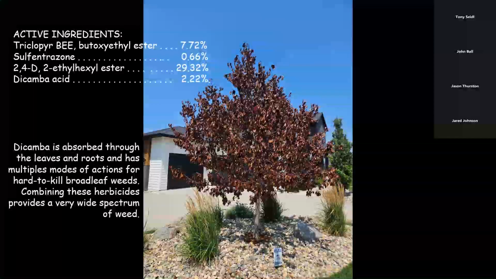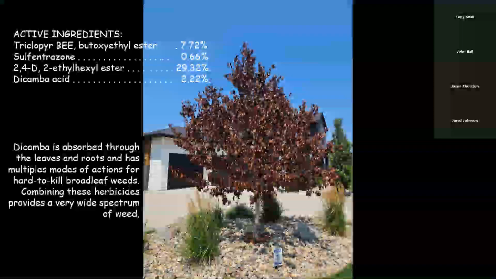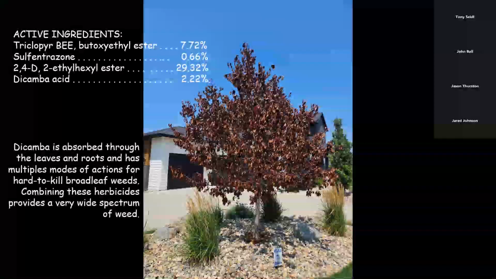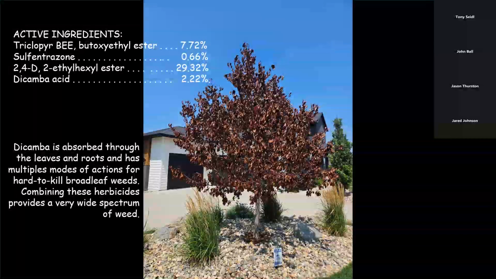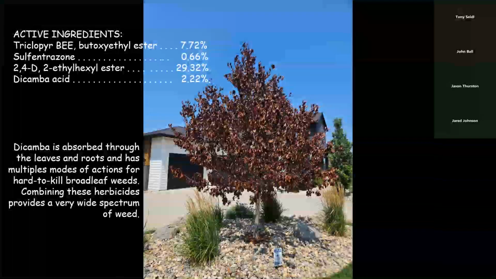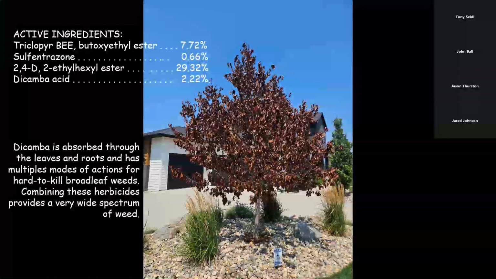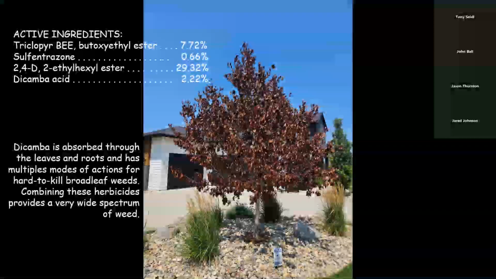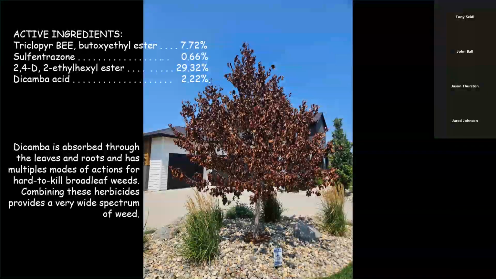It says also on the label, dicamba is absorbed through the leaves and roots and has multiple modes of action for hard to kill broadleaf trees. And then combining this herbicide provides a very wide spectrum of weed control. Well, you don't want to spray it on any plant you don't want to kill. And you think, wait a minute, they didn't apply it around the tree. Clearly, they were outside the drip line of the tree. You might even say, I think they were outside a distance equal to the height of the tree.